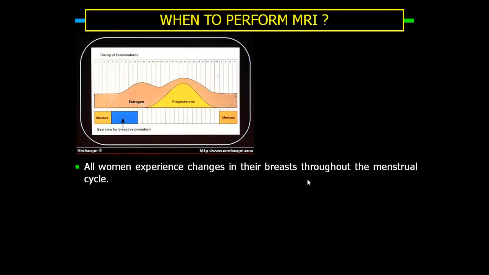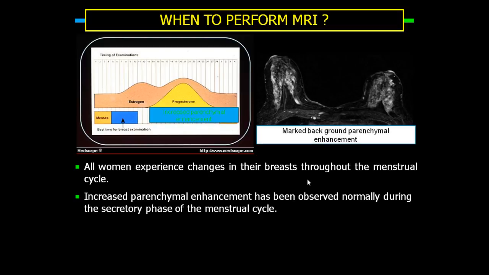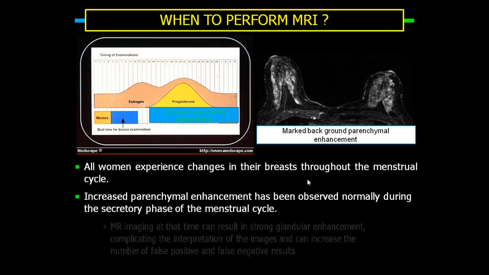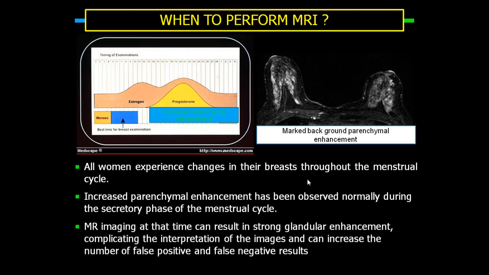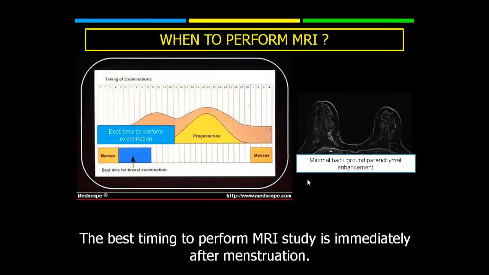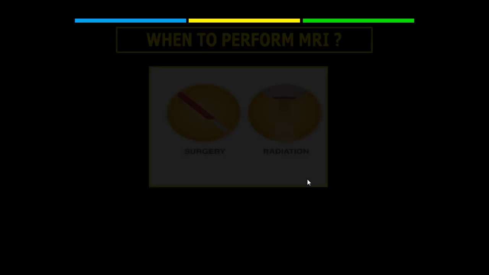So if we ask when to perform an MRI examination, as we've just said, all women experience changes in their breasts throughout the menstrual cycle. Increased parenchymal enhancement has been observed normally during the secretory or second phase of the menstrual cycle. MRI at that time can result in strong glandular enhancement, complicating the interpretation of the images, and can increase the number of false positive and false negative results. So the best timing to perform an MRI study is immediately after menstruation.